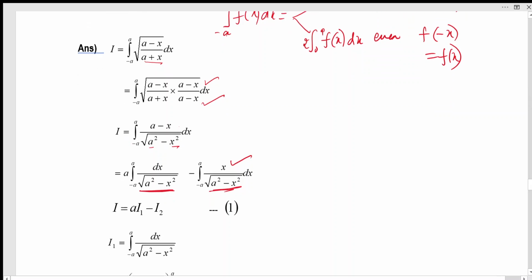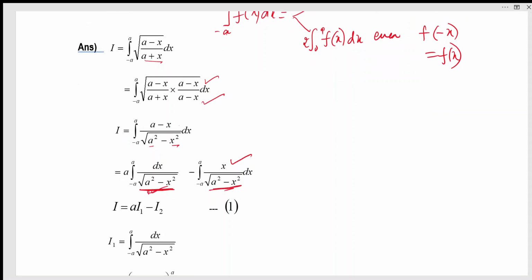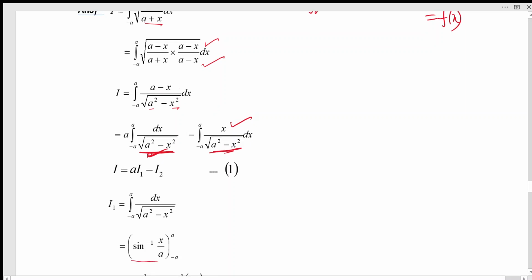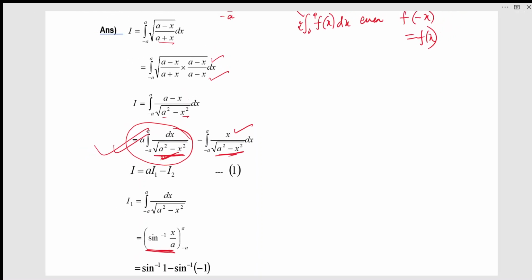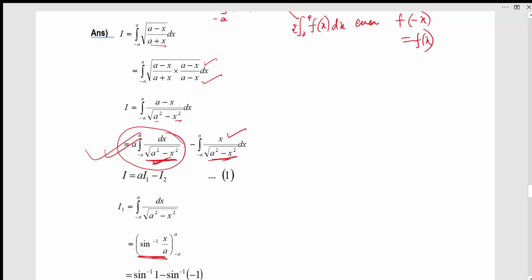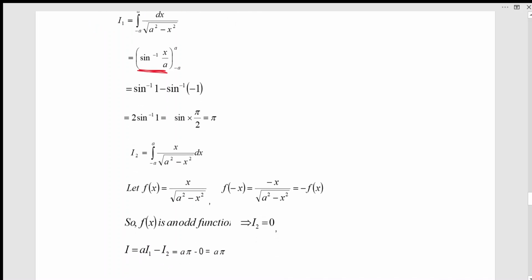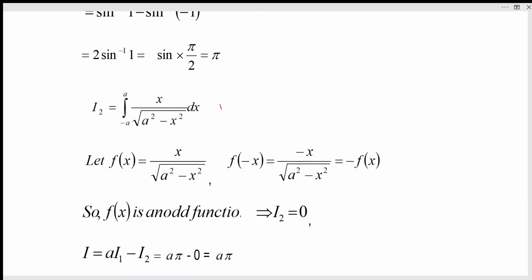Now the first integral over here is simply the formula for 1 upon under root a square minus x square. If you know the formula, this is sine inverse x upon a. So my first integral is not a problem. First integral is done. Now coming to the second integral. I am checking my second integral. See, I have written the second integral over here.